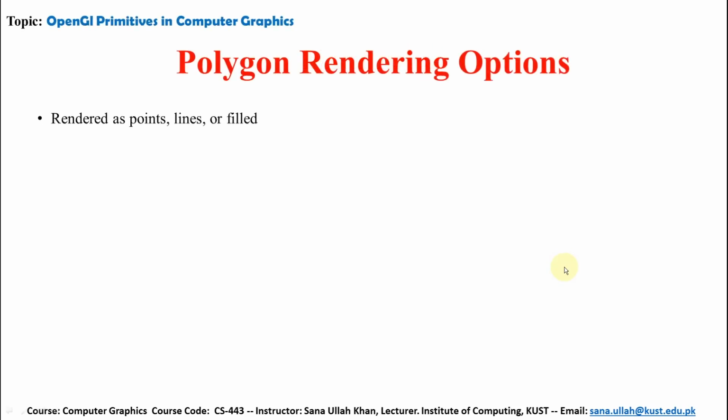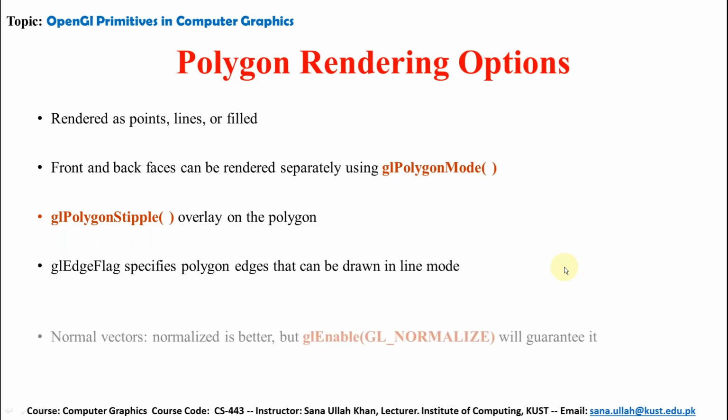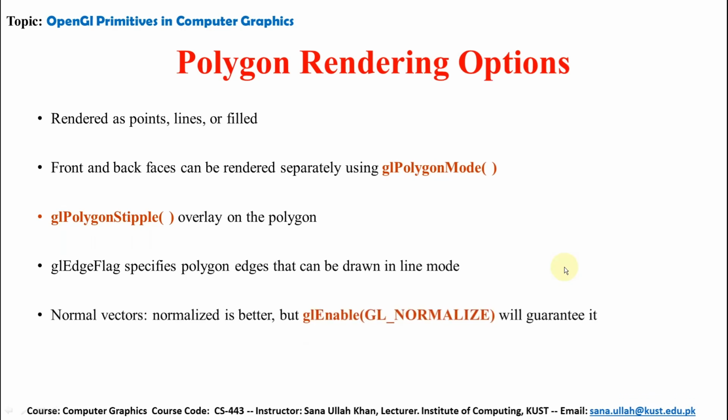Render as points, lines or filled. Front and back faces can be rendered separately using glPolygonMode. Then polygon stipple overlays the polygon. Edge flag specifies polygon edges that can be drawn in line mode. Normal vector normalization is better done by you, but glEnable GL_NORMALIZE will guarantee that.